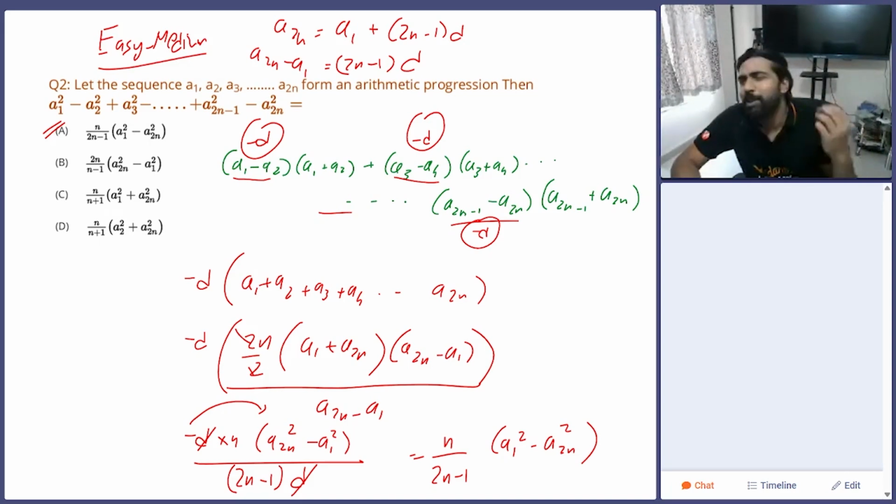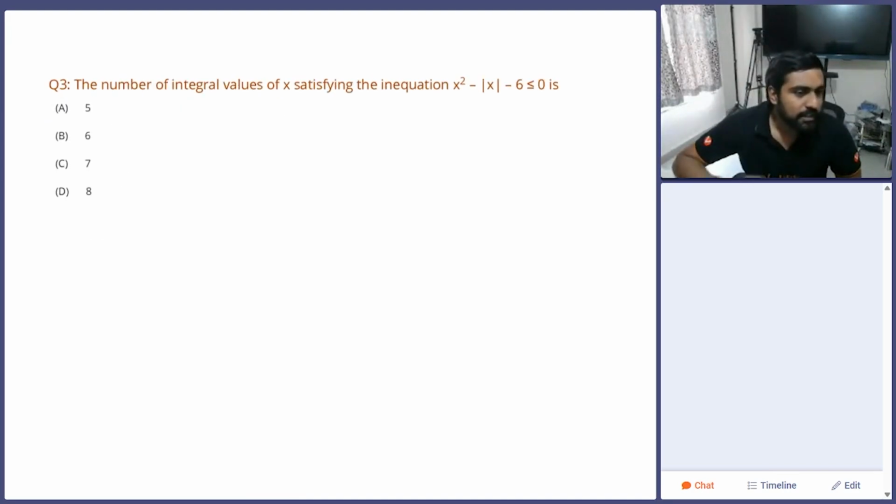But I believe it should be one of the first things that pop into your mind if A1, A2, A3 is given as an AP and you have the A1 square minus A2 square format. Okay, it's one of the first things that should directly pop into your mind. All right, moving on. Let's have a look at the next one. What do we have here?